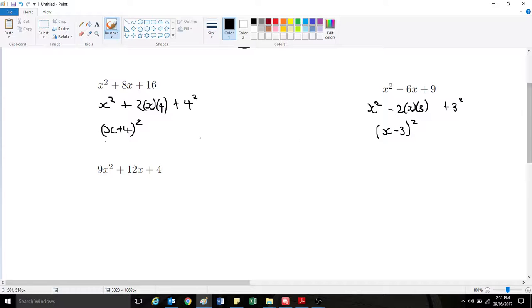Alright, if we have 9x squared plus 12x plus 4, what we're going to do is write 9x squared as (3x) squared. So this time a is 3x, and of course b is just 2, so 2 squared. And what we're going to have in the middle is 2 times a times b. You can see 2 times 3x times 2 is 12x. So again we're going to recognise we've got a squared plus 2ab plus b squared. We can rewrite this as (3x + 2) squared.